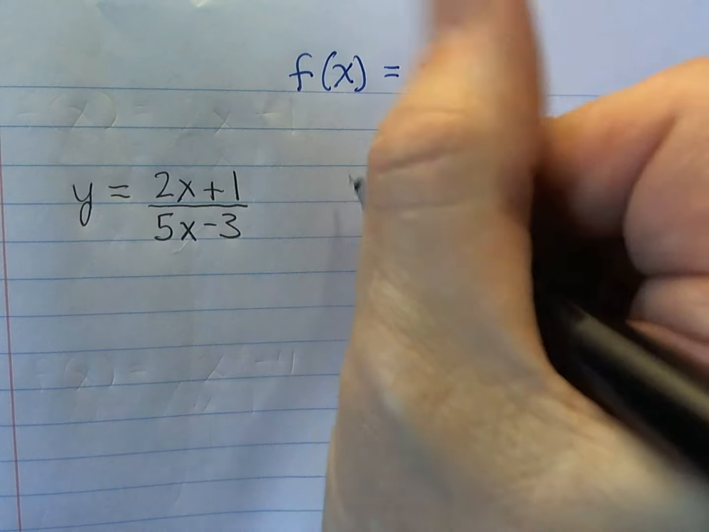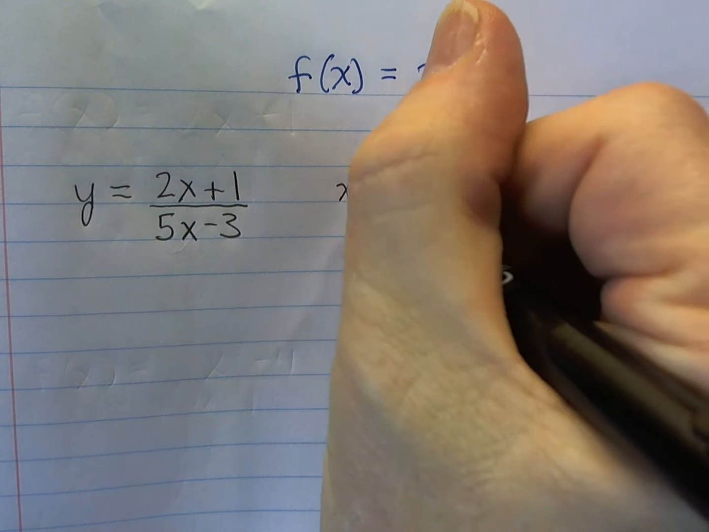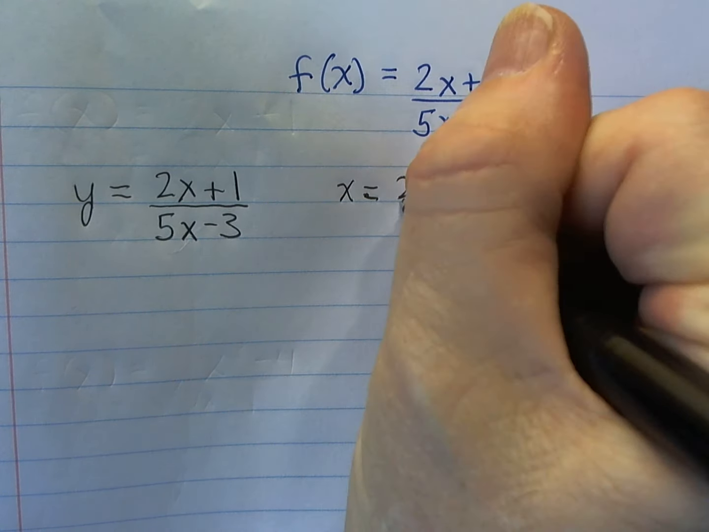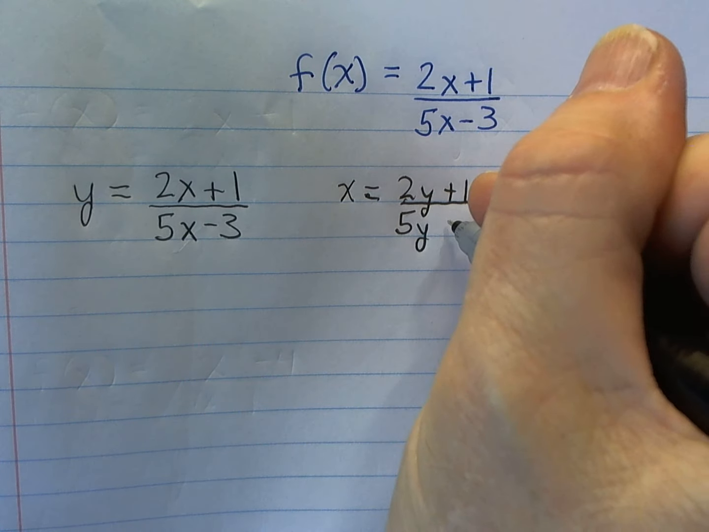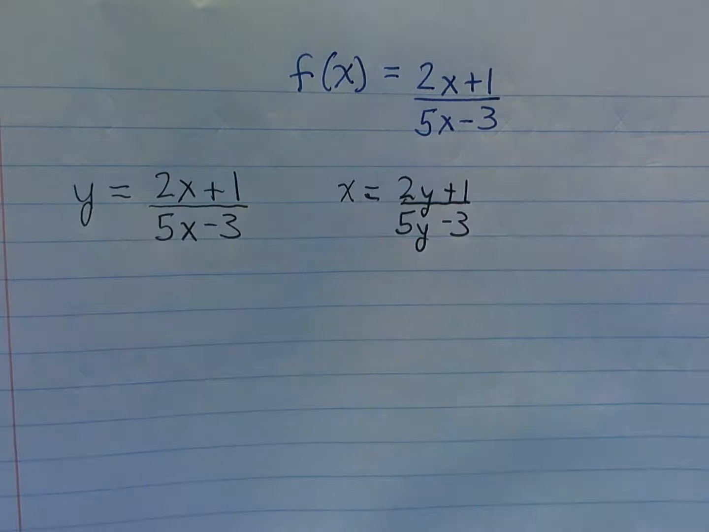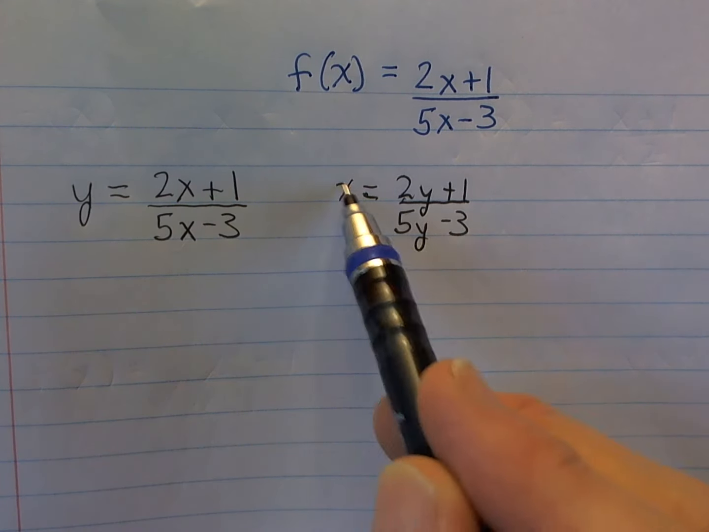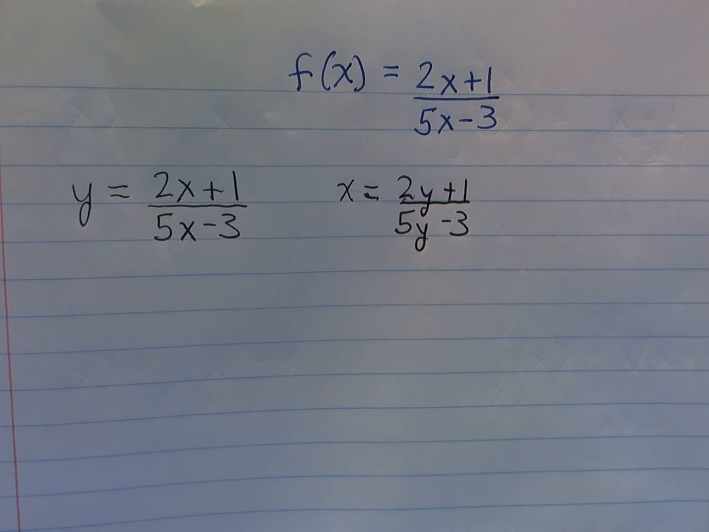Then I interchange the x's and y's. Just every place I have an x, I put a y, and every place I have a y, I put an x. And then my job is to solve for y. We've got the inverse relationship here. Now I need to have y in terms of x. So I'm going to solve for y.